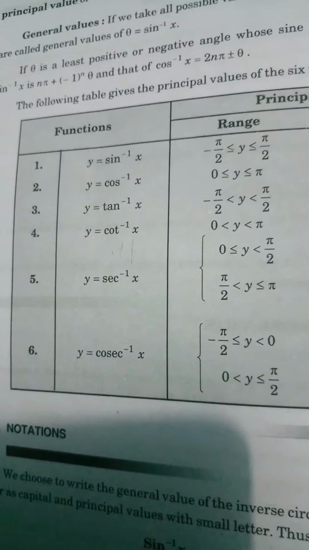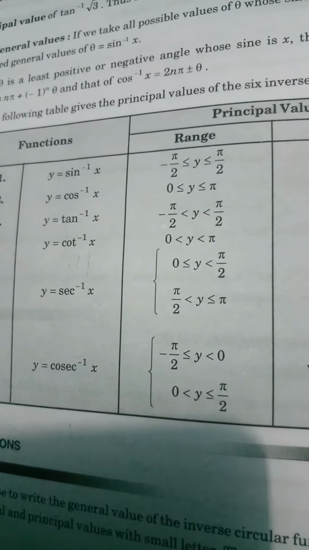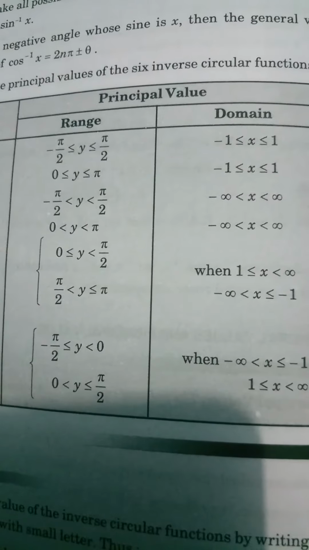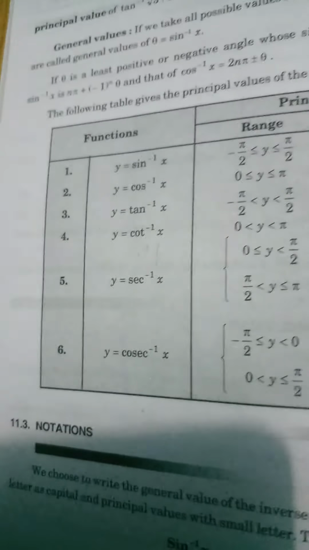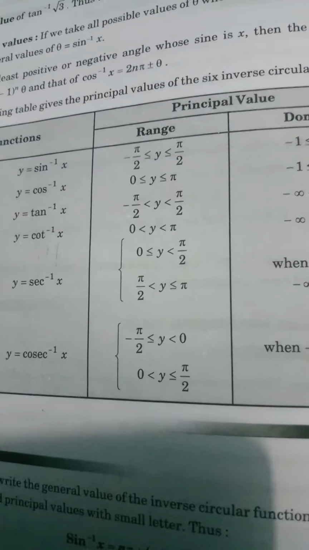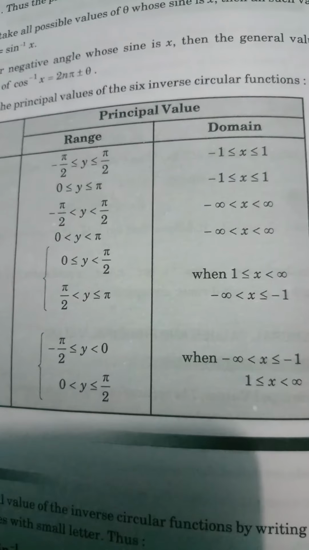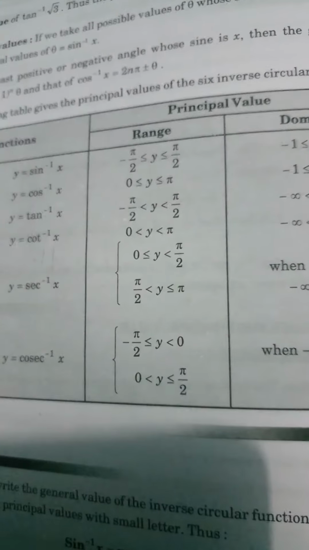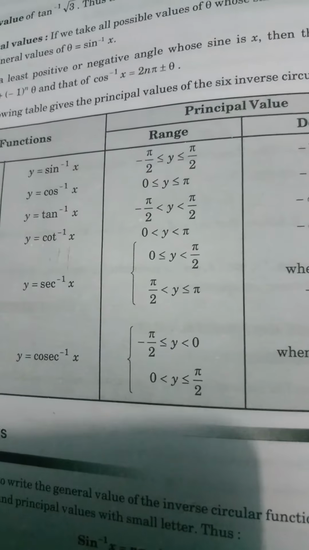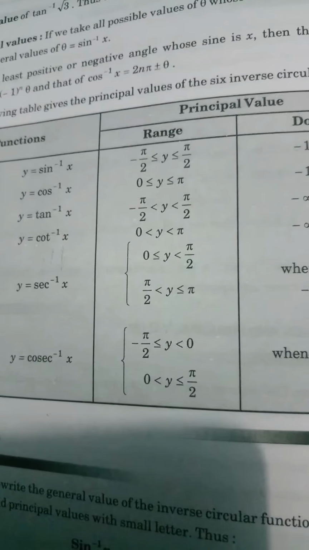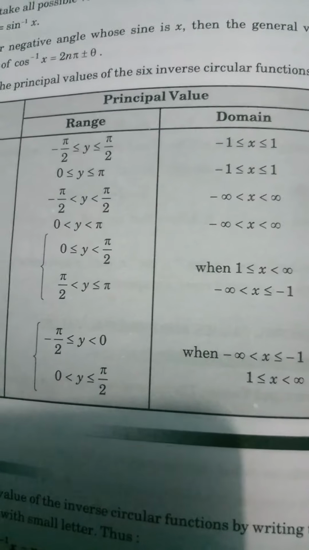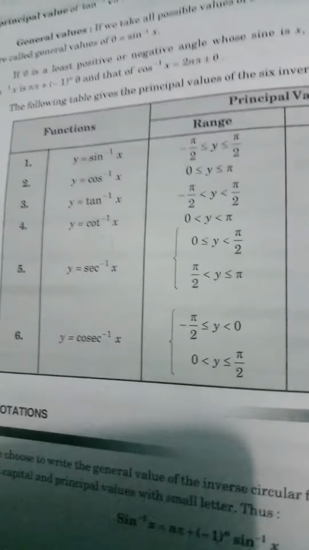Y equal to tan inverse x: principal value y lies from minus pi by 2 to pi by 2, and x lies between minus infinity to plus infinity. Y equal to cot inverse x: 0 less than y less than pi, and x from minus infinity to infinity. Y equal to secant inverse x: 0 less than or equal to y less than pi by 2, pi by 2 less than y less than or equal to pi, where 1 less than or equal to x less than infinity, and minus infinity less than x less than or equal to minus 1.